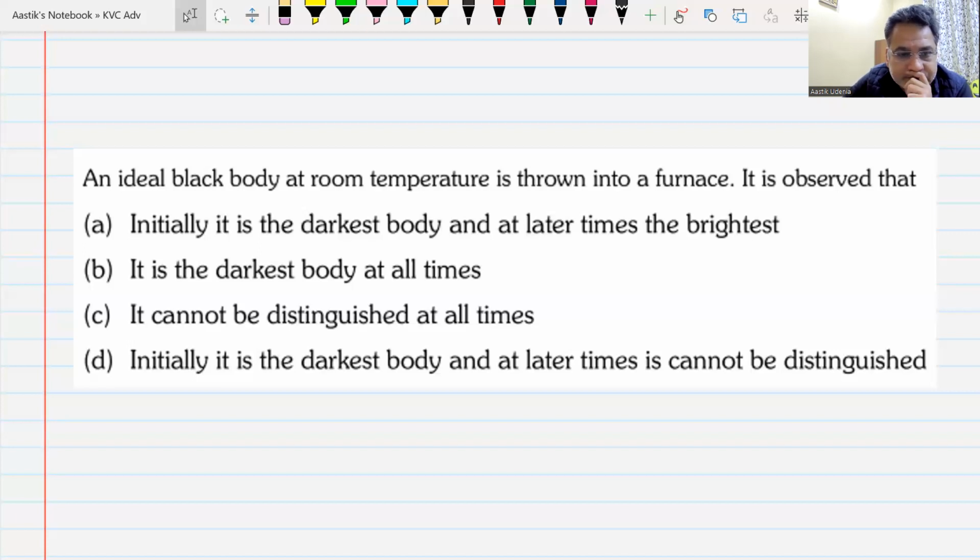Yes. Option D, sir. It is brightest to begin. It is darkest to begin with. And after some time, it will not be able to recognize because it will absorb and it will emit at the same rate. So it will get to the temperature of the furnace and you will not be able to distinguish it. Do we understand this? Yes, sir. Great. Let us move ahead.